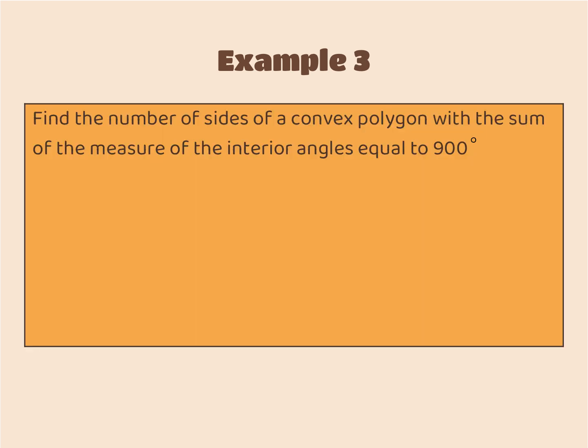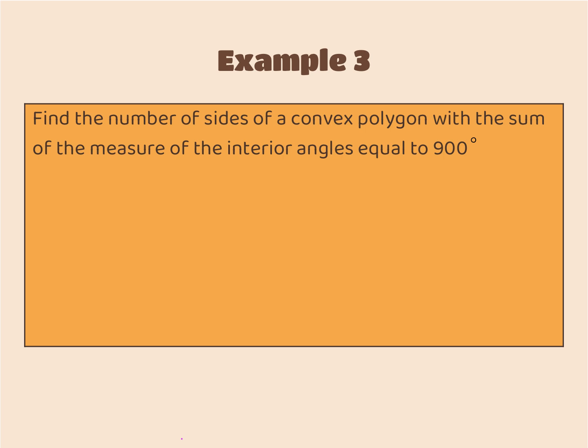All right, example number 3 says find the number of sides. So that's what I'm trying to find. Find the number of sides of a convex polygon with the sum of the measure of its interior angles equal to 900. So how would I solve this one? How would I set this one up? Yes, 900 divided by 180. Okay, so we're kind of working backwards, right? We kind of have to work backwards.